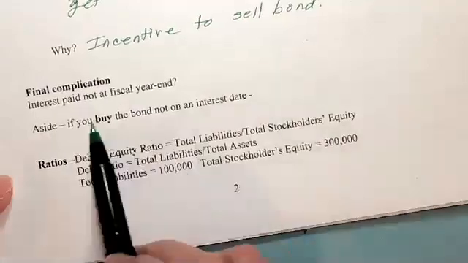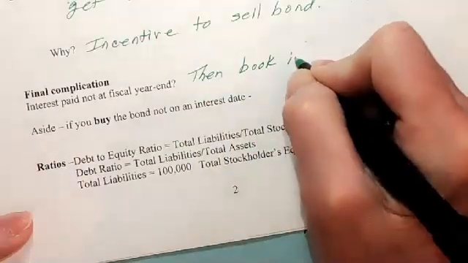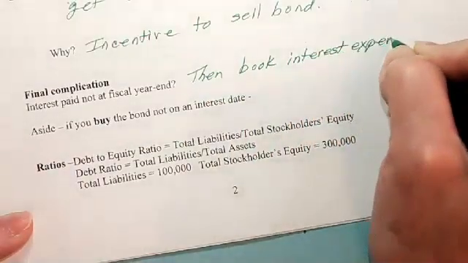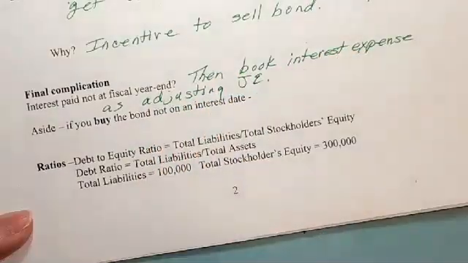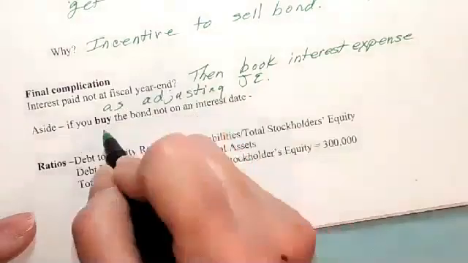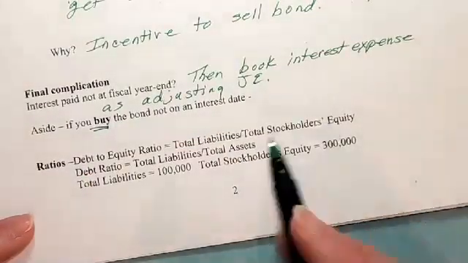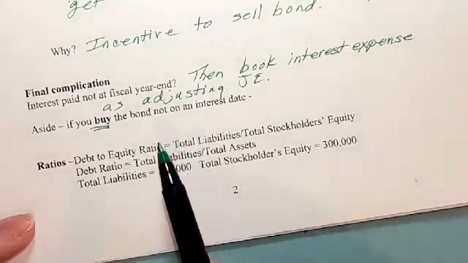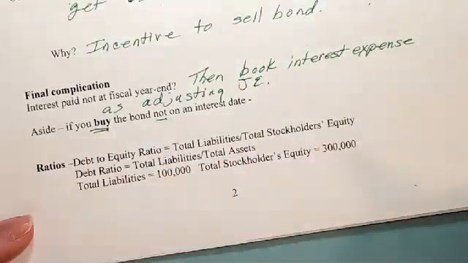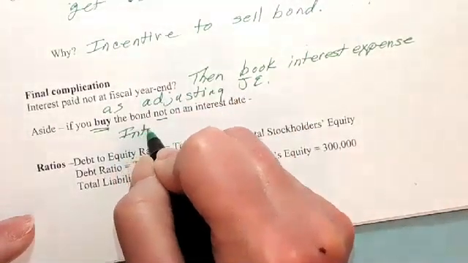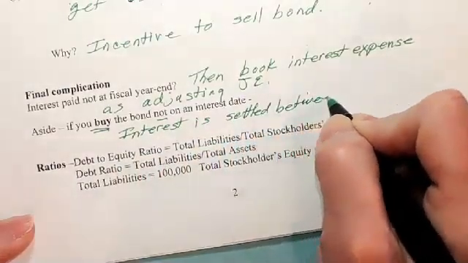Final little complications: interest paid not at the fiscal year end. You need to book interest expense as an adjusting journal entry, just like you do with notes payable. It's nothing new. And then just a little aside, this isn't the company that's issuing the bond anymore, so this really goes more on the investment side, but if you decide you want to buy a bond, but you don't buy it on the interest date, interest is settled between the buyer and the seller.